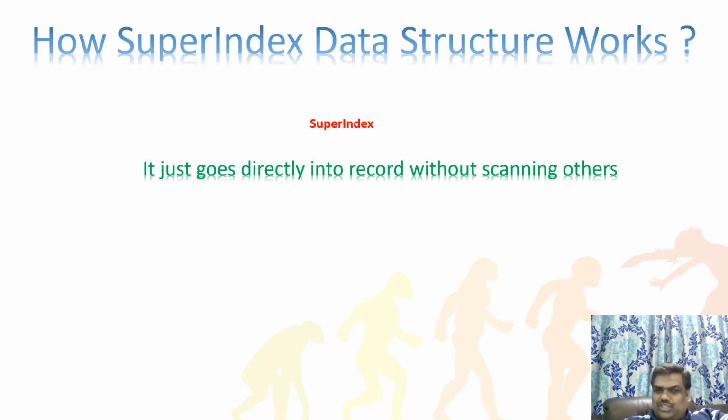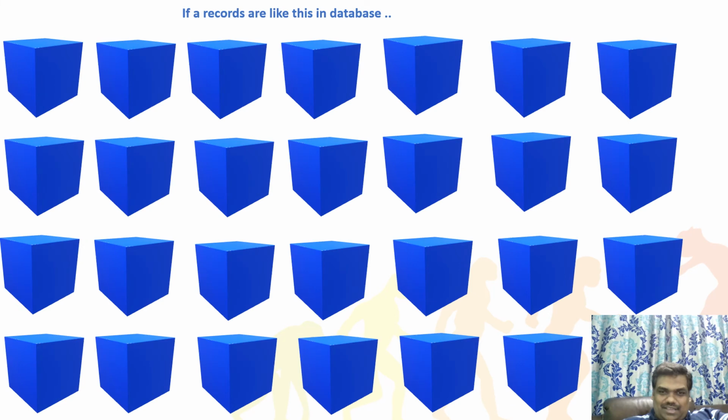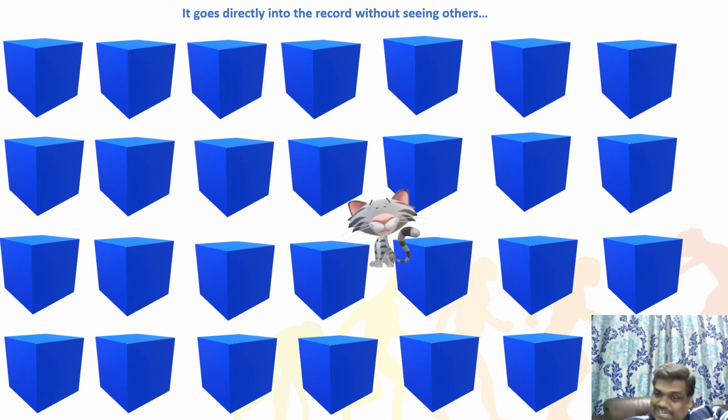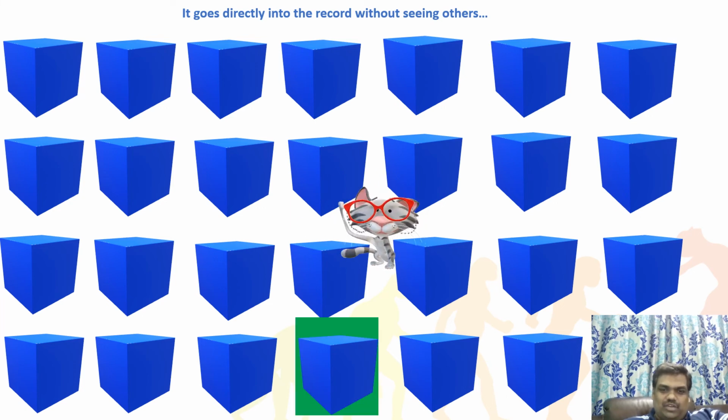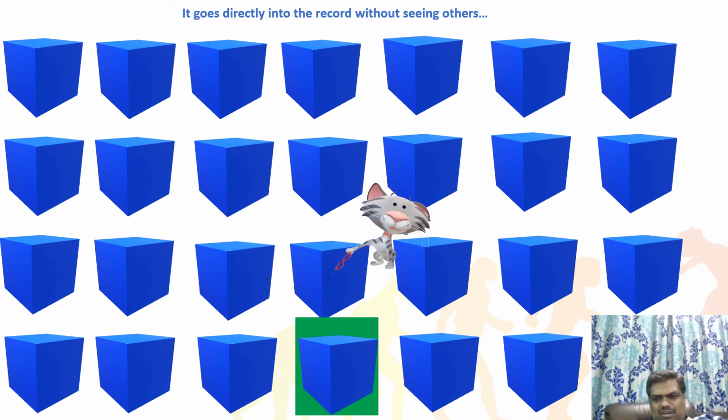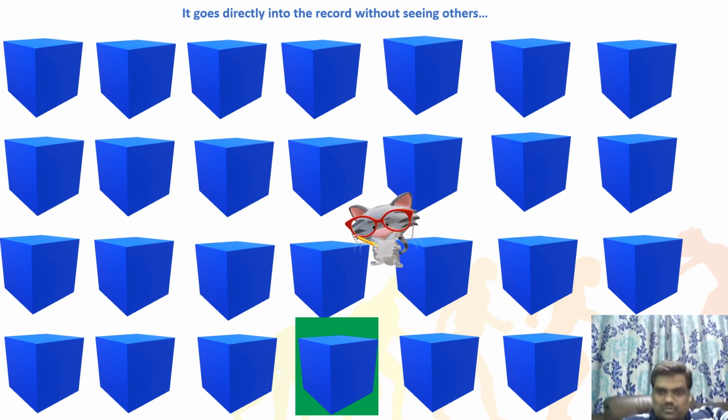Okay, that is the data structure working procedure. It just goes directly into the record without scanning others. Just take our example. The records are sitting in this way. There is a relation. Now we want to search the similar way how we searched earlier, without an index or with index. Here in the SuperIndex, we do the search. Here we are not mapping with anybody, or we are not scanning it. Directly we go to the record and we fetch it. That's the concept of SuperIndex DB data structure.